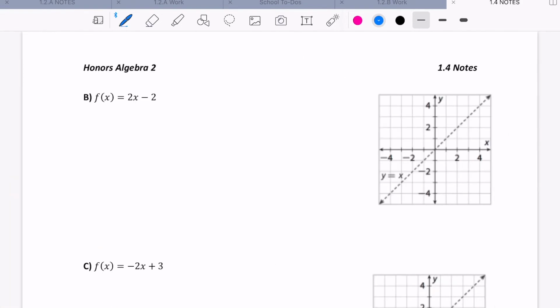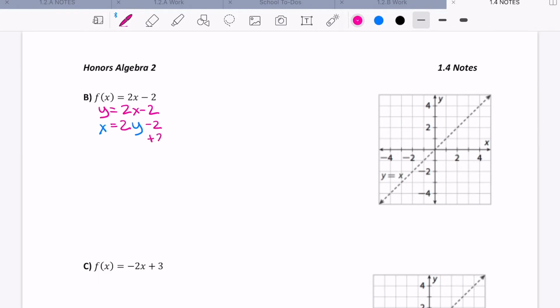Okay, let's go ahead and try one more. For b, we have f of x equals 2x minus 2. Remember, we start off by switching f of x into y. And then we switch our x and y values. They simply switch places. Everything else stays the same. And now we continue by solving for y.